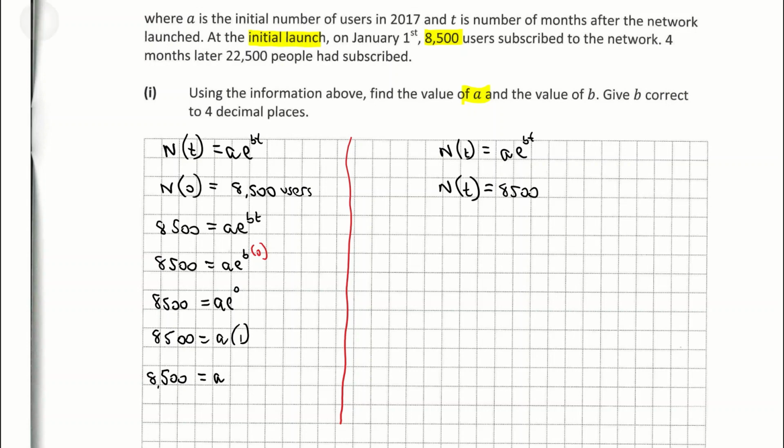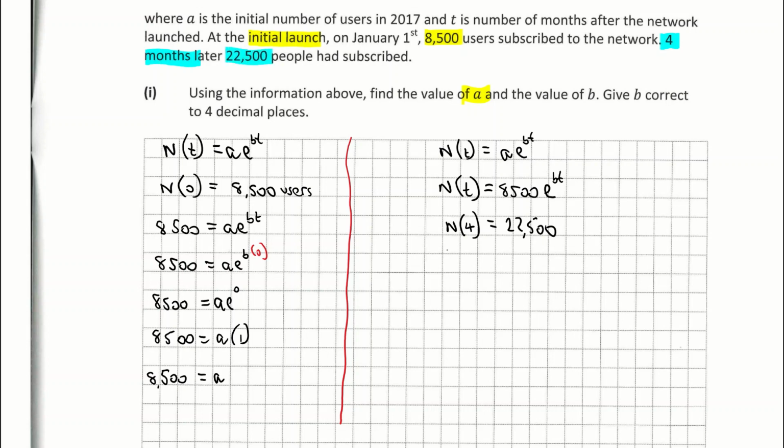And it is then to the power of 8,500 times e to the power of bt. And again, we know that n, the number of users after 4 months, is 22,500 users. So that's coming from the question, that at time 4 months, I have 22,500 users.